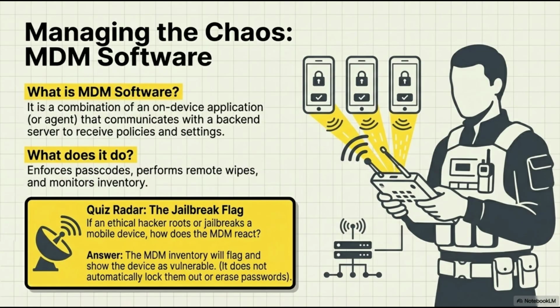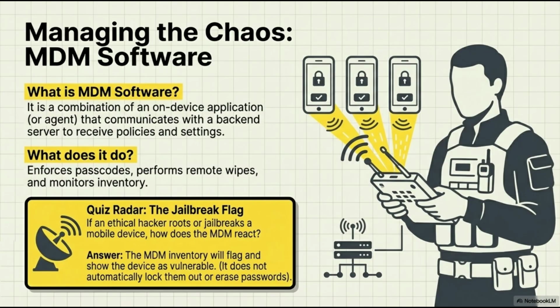Here's your quiz radar for this section, the jailbreak flag. If an ethical hacker roots or jailbreaks a mobile device, how does the MDM react? The answer is that the MDM inventory will flag and show the device as vulnerable. But here is the trap. It does not automatically lock the user out or erase passwords. No, it just updates the inventory to reflect the vulnerability. And that corporate control gets complicated when we talk about personal phones.